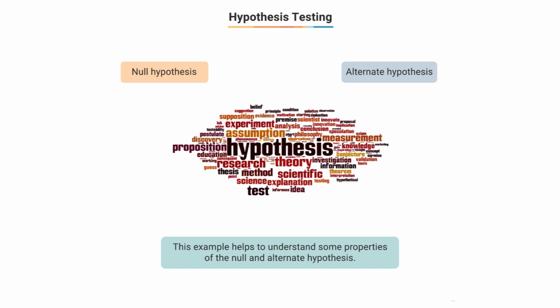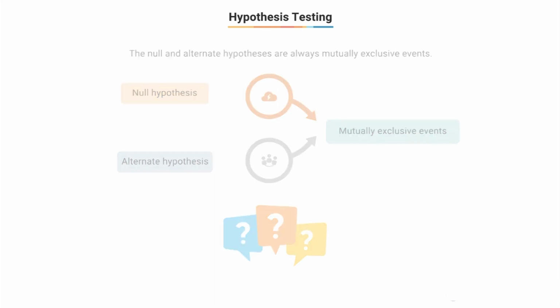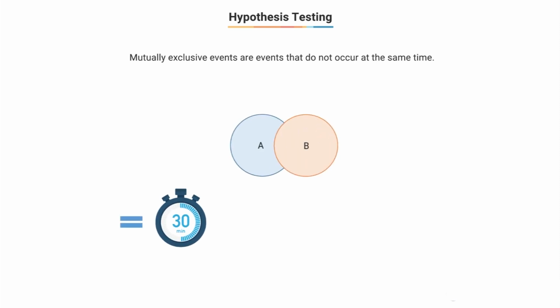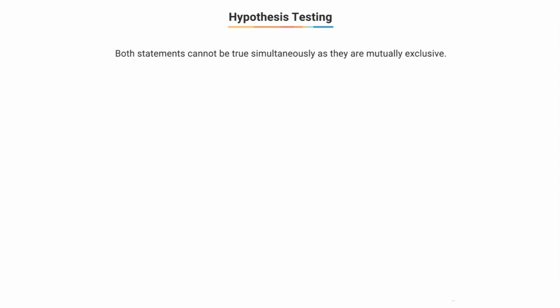Now using this example, let us understand some properties of the null and alternate hypothesis that will help you frame them much better. Firstly, the null and alternate hypotheses are always mutually exclusive events. So what does mutually exclusive mean? Mutually exclusive events are events that do not occur at the same time, as you can see in the Venn diagram here. For example, either the charging time has to be equal to 30 minutes, which is the event H0, or it cannot be equal to 30 minutes. Both statements cannot be true simultaneously because they are mutually exclusive.